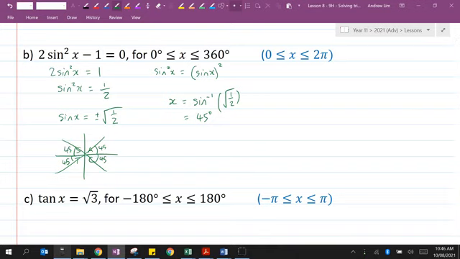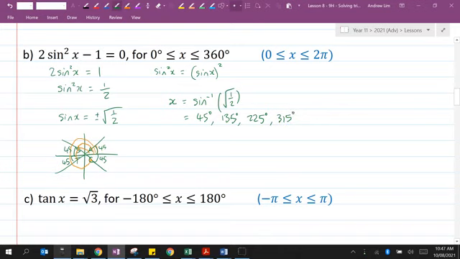Okay, so now we know that it's 45. Let's work out the rest of them. So we've got 45 for this one. We've got 180 minus 45, that's 135 for the next one. We've got 180 plus 45, which is 225 degrees for the next. And for the last one, technically, that's 360 minus 45, which is 315 degrees.